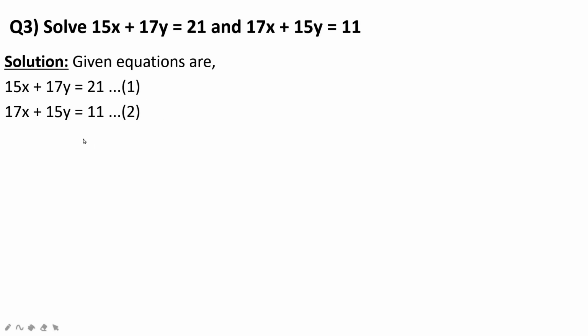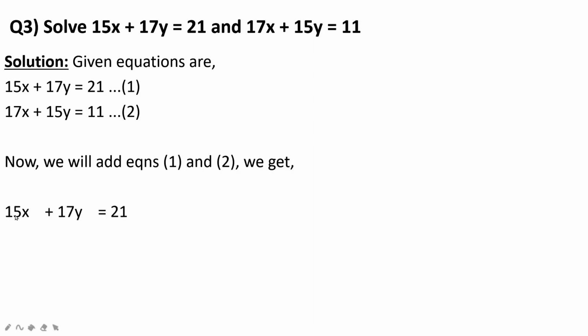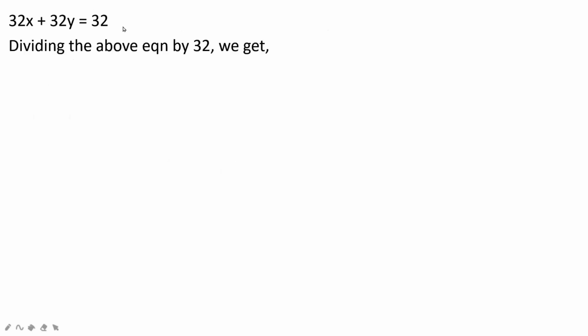So let us solve and see. Now we will add those two equations, that is equation 1 and 2. So we have 15x plus 17y, which is 21, and we have 17x plus 15y, which is 11. So we add, and we get 32x plus 32y, which is equal to 32. So we have 32, 32 and 32, so we can reduce this equation by dividing throughout by 32. So we get x plus y is equal to 1. This will be our third equation.